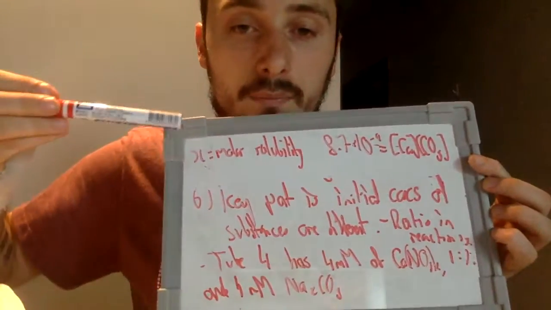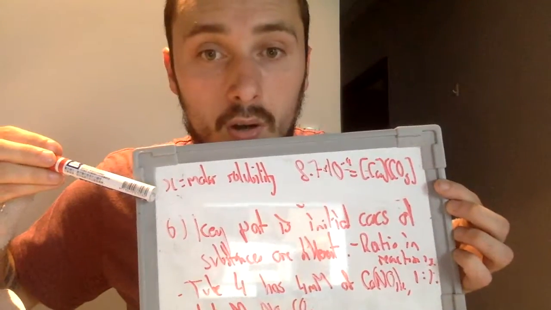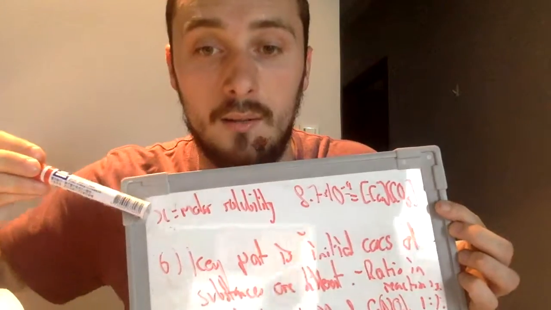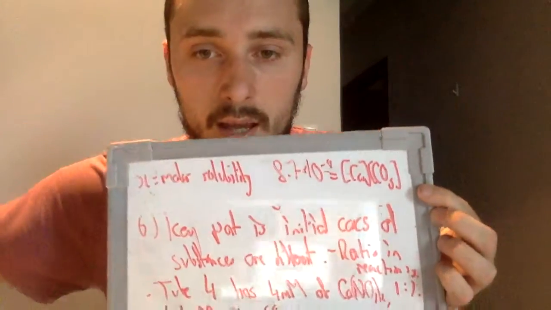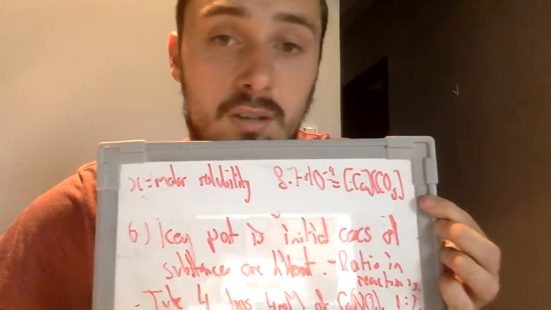The KSP for calcium carbonate is 8.7 times 10 to the minus 9. Work out the molar solubility. Well, two main concepts. The molar solubility is equal to X because the ratio of the ions in this precipitate is 1 to 1. Your KSP expression is here: 8.7 times 10 to the minus 9 equals concentration of Ca times concentration of carbonate.